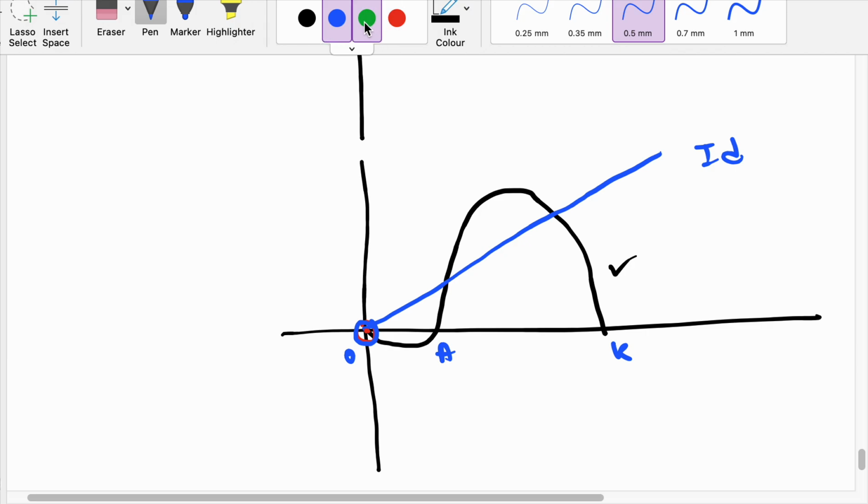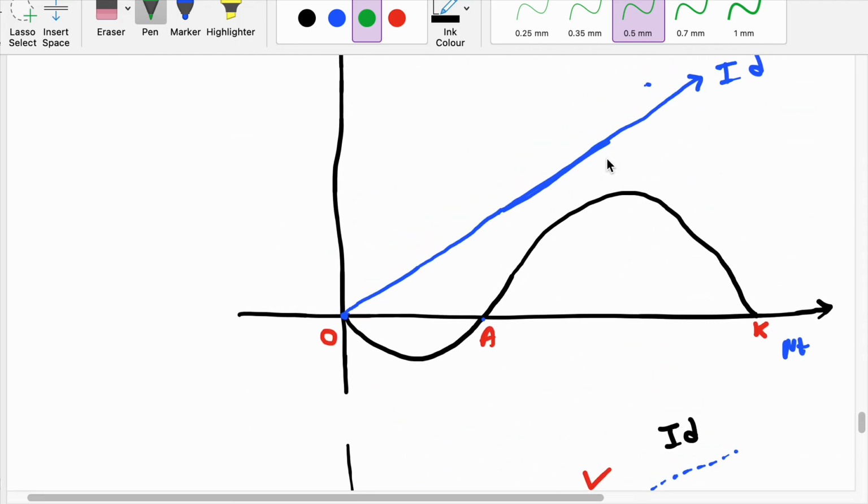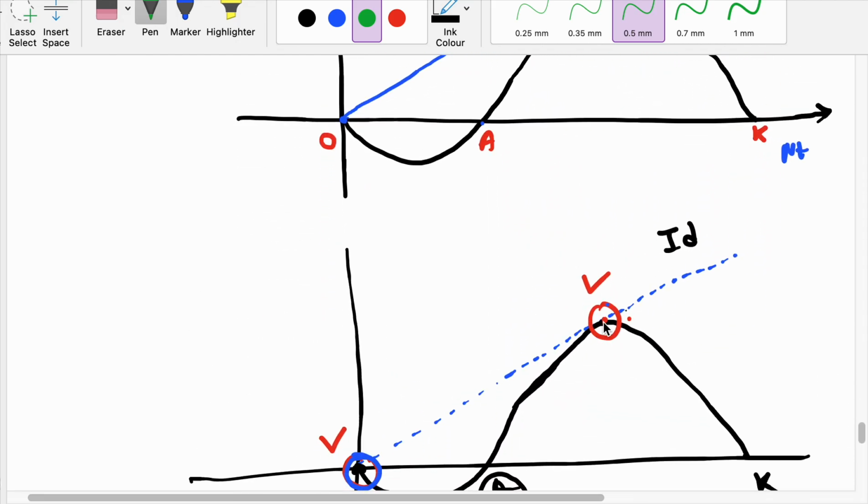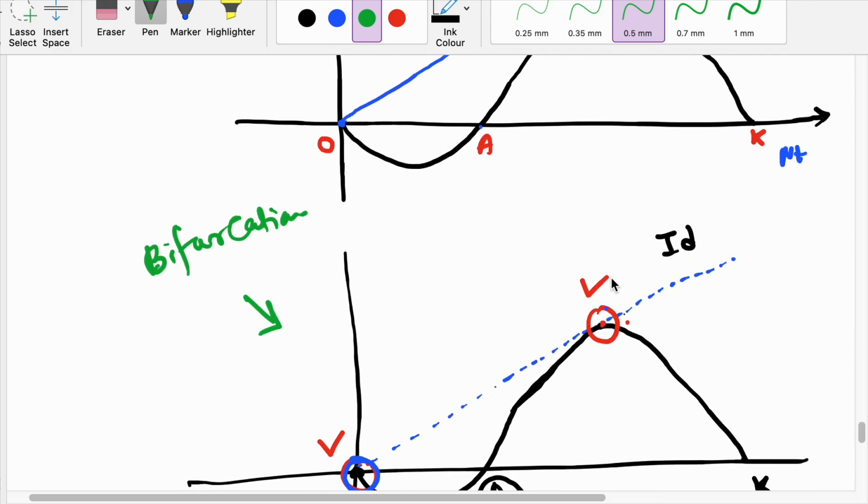So one fixed point is this. This fixed point was not there before. Here you find that it only touches here, so only one fixed point is formed. So this is the point of bifurcation. This is the point of bifurcation. So out of nowhere, one fixed point is generated.